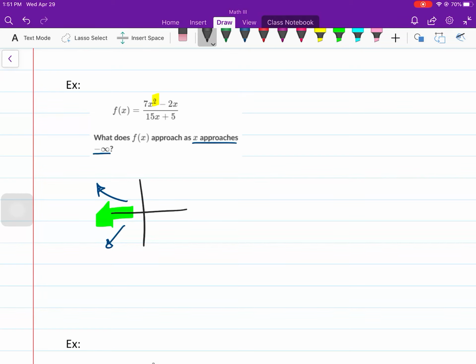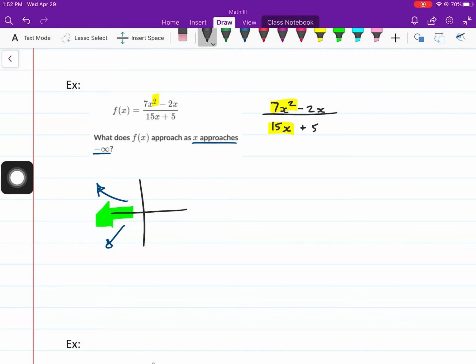So what we're going to do is plug in a negative number. If you think about that, we're only going to look at the top powers. So we're really just focused on 7x squared. You know, we have the minus 2x, but it's kind of insignificant, over 15x plus 5. So we're really focused on 7x squared and 15x. If we plug a negative number in, is it going to be positive or is it going to be negative? Why a negative number? Because we're approaching negative infinity.